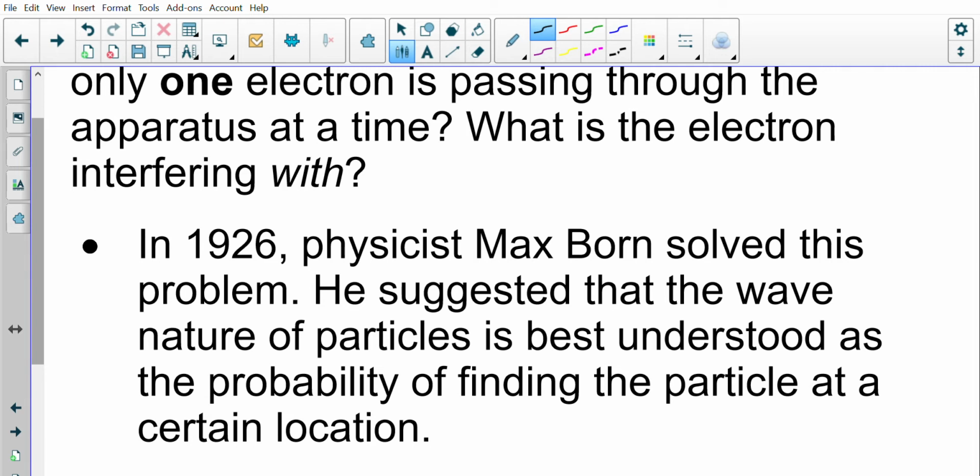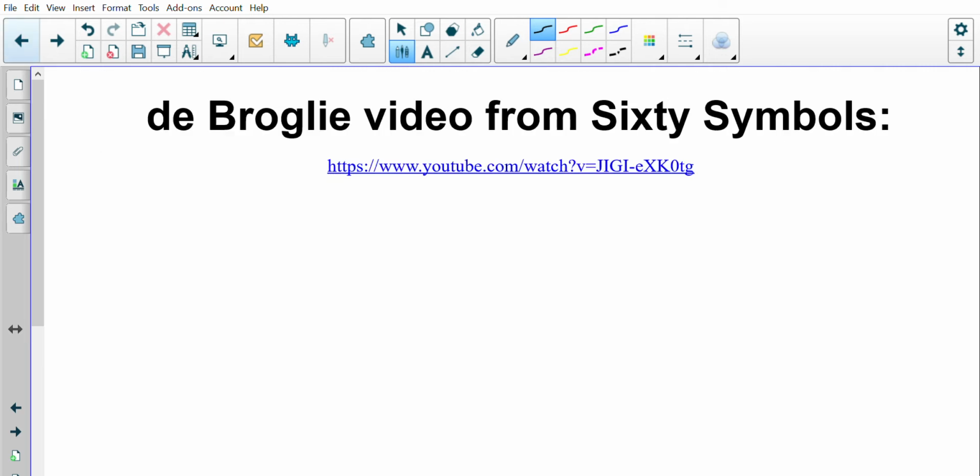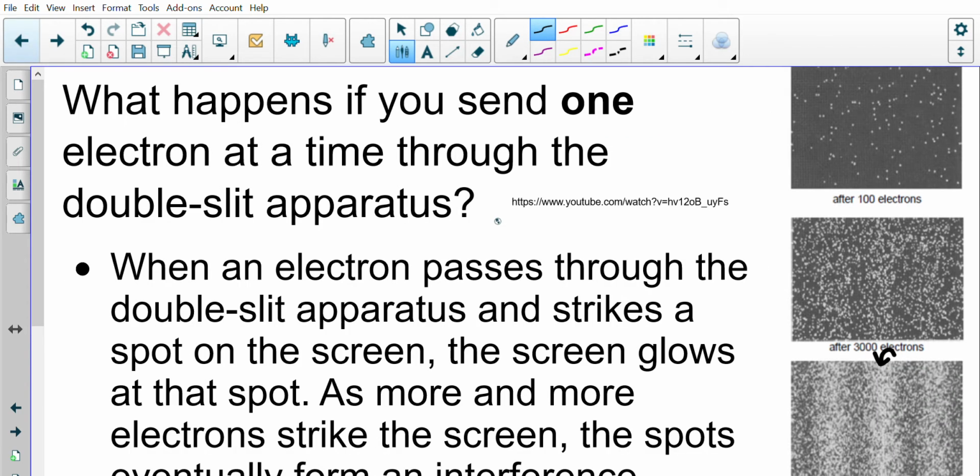So the idea is, if I just go back for a second to these pictures that we had, the individual electrons are acting like particles, right? Because they're hitting the screen in just one spot, like a particle does. If you throw a tennis ball at a wall, the tennis ball will hit the wall in one place, right? It won't land in 5 different places all at once. It will hit in one place. That's what particles do.